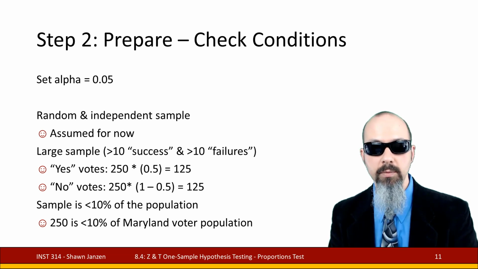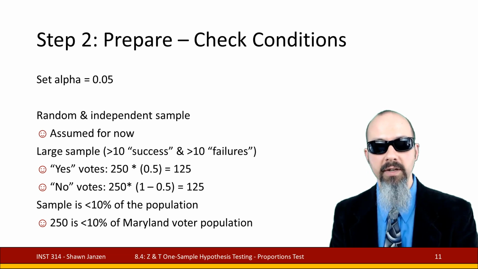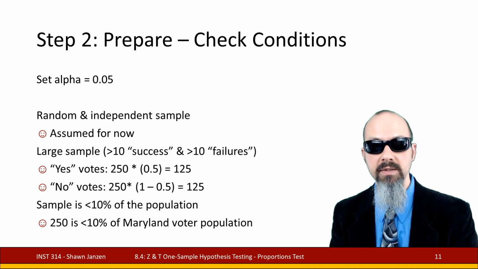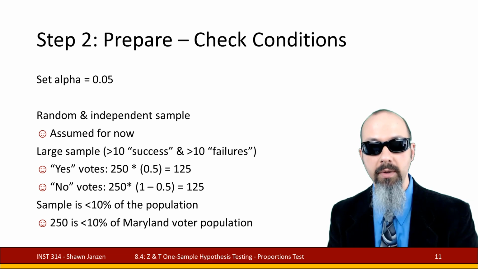Our alpha is at 0.05, and we're going to assume that our sample is random and independent for now. We can worry later on other video discussions if it actually is or isn't, but for the purposes of the discussion, we're going to say that it is. We have to figure out, is our sample large enough? So this is where we're looking for the greater than 10 for successes and failures.